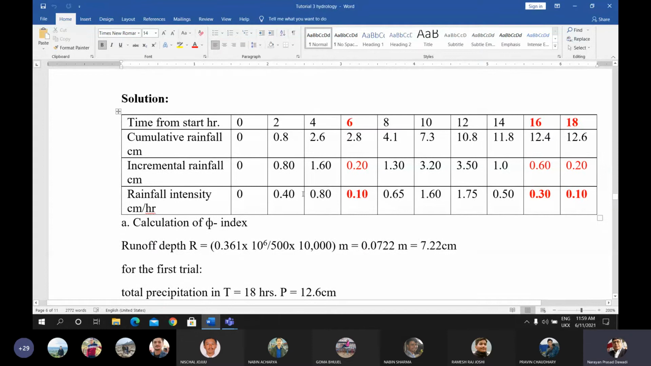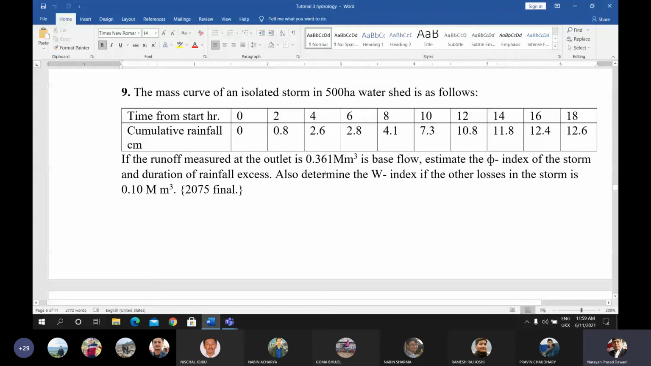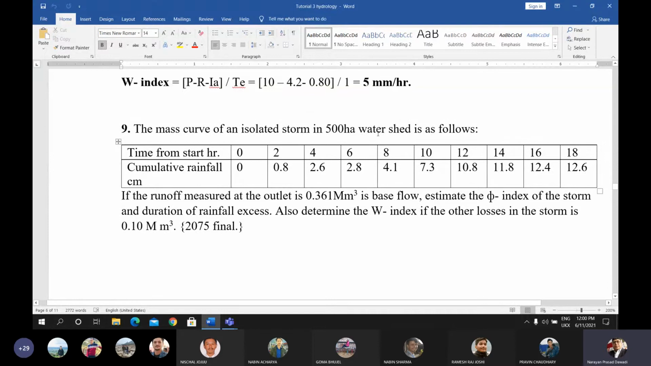Now, to calculate the phi index, first of all we have to calculate the depth of the rainfall. Before starting this, we have been provided with the runoff volume as 0.361 million meter cube. The runoff is given in terms of volume. The area of the catchment is also given, so this volume is divided by the area of the catchment, then you will get the runoff depth.